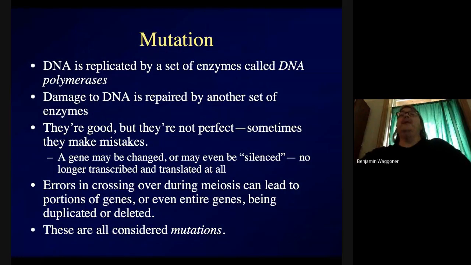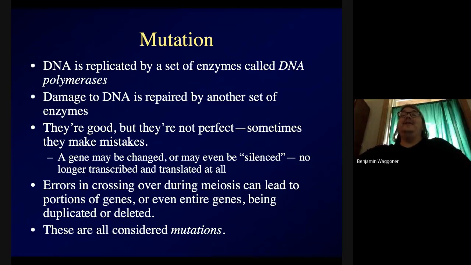And when DNA is replicated, you might remember that the double helix unzips into two strands, right? And the two strands move apart, and then a new complementary strand is made on each old strand. We talked about that. DNA polymerases are the enzymes that actually make that happen.